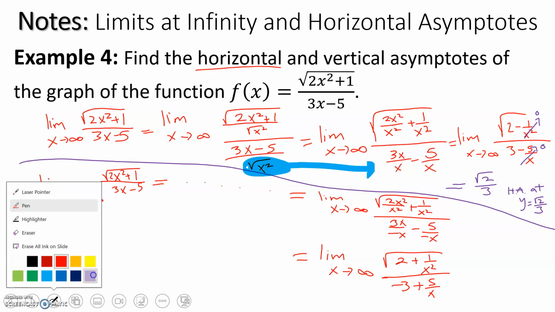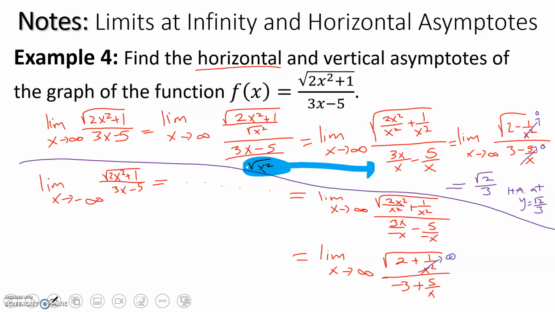And then every term that is a constant over some sort of power of x goes to 0. So then our answer comes out here, negative root 2 over 3. So we have a horizontal asymptote at y equals negative root 2 over 3.